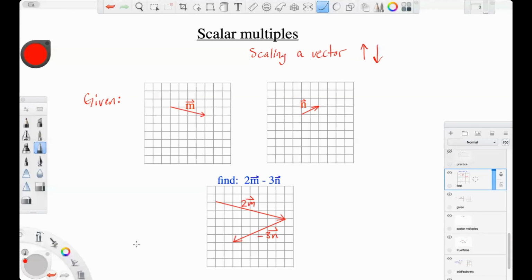And now graphing our resultant vector, let me change the color here. Graphing our resultant vector, we go from the initial point toward the terminal point, and there it is right there. So I'll go ahead and just label that vector. That's 2m minus 3n. That's that resultant vector. And that's how we sketch multiple things together there. We did scalar multiples and we subtracted the two vectors.